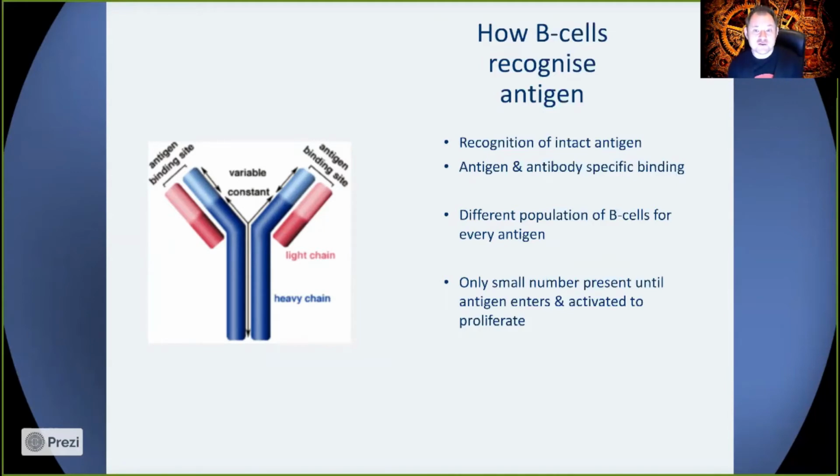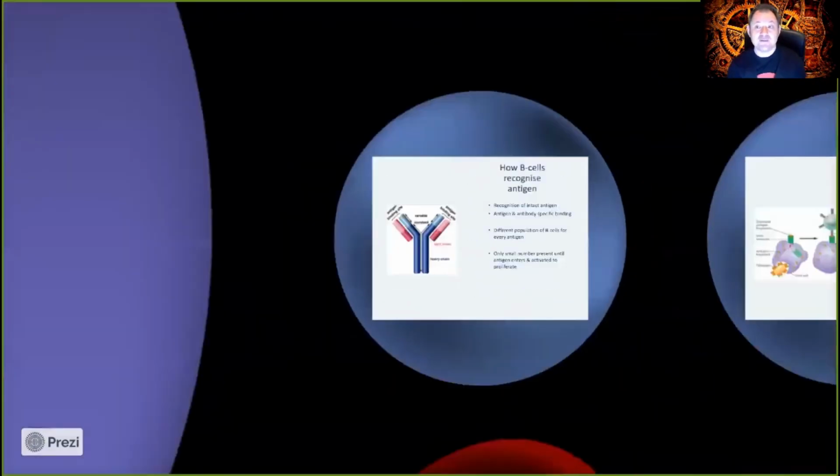So how do B cells recognize an antigen? First of all, recognition of the antigen. The antigen and antibody specifically bind to each other, then different populations of B cells are formed for specific antigens. They then proliferate.